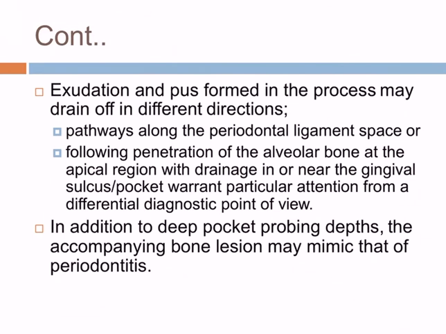Now, exudation and pus formation in the process may drain off in different directions, along pathways such as the periodontal ligament space, following penetration of alveolar bone at the apical region with drainage in or near the gingival sulcus or pocket. This warrants particular attention from a differential diagnostic point of view. In addition to deep pocket probing depths, the accompanying bone lesion may mimic that of periodontitis. So, from the pulpal origin, when it reaches the periodontium, it may look as if a deep pocket is formed and that it is periodontitis, but it is from the pulp, that is an endo-perio lesion.